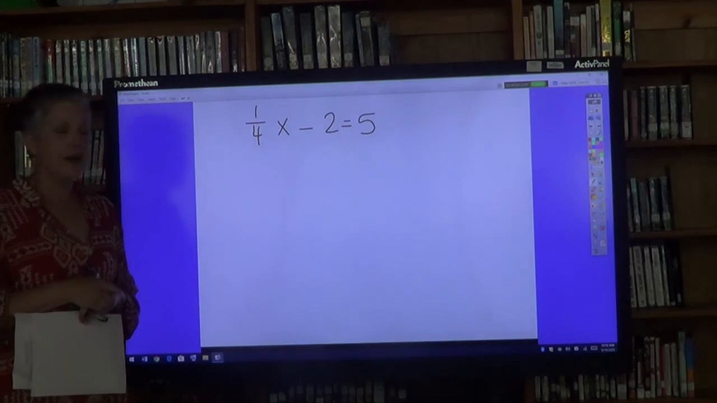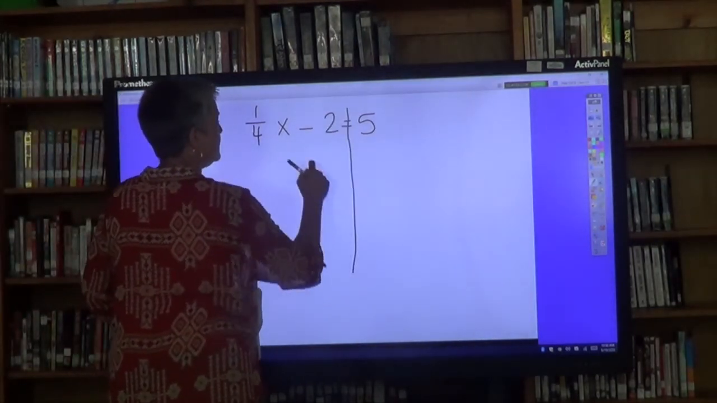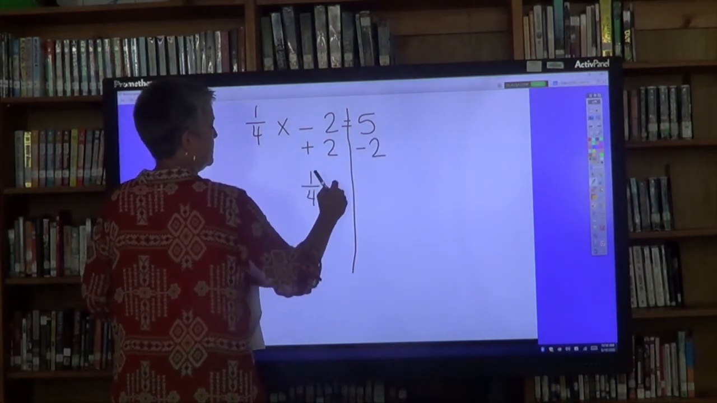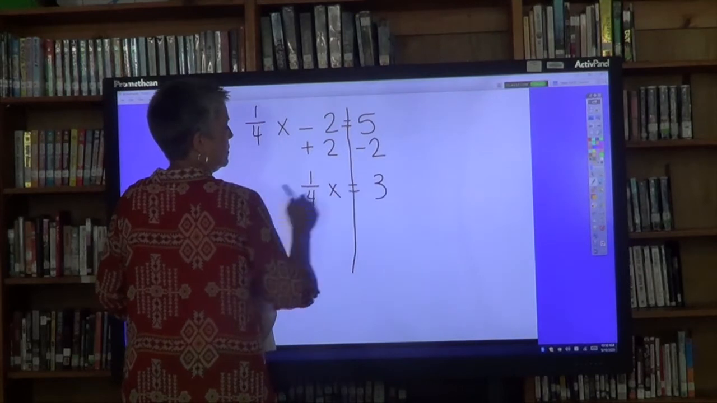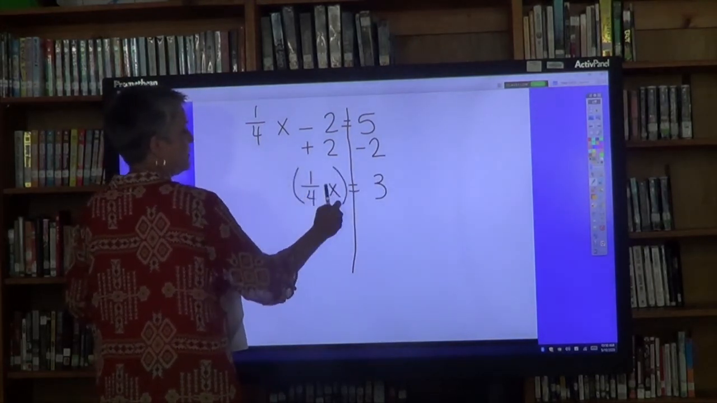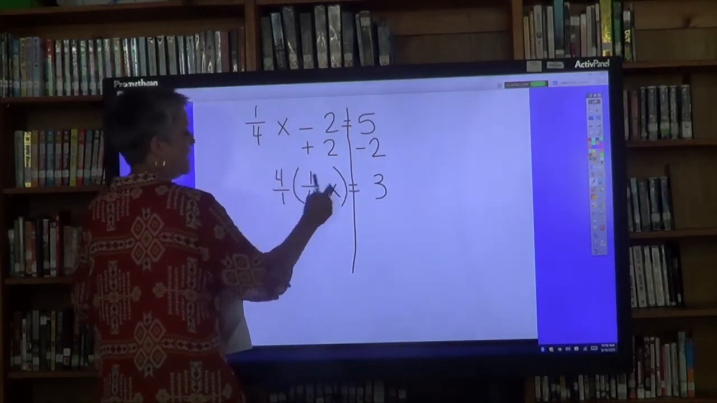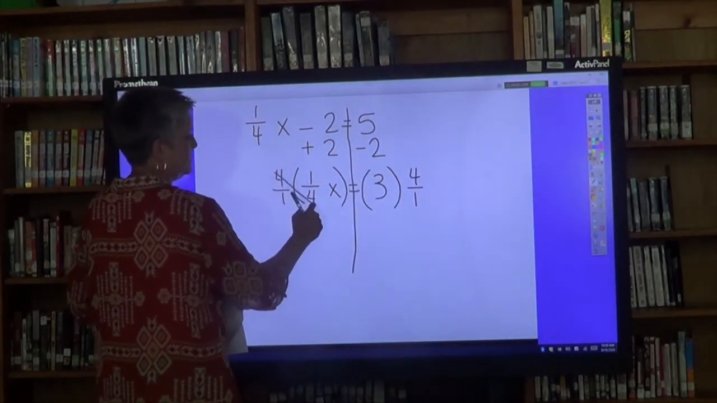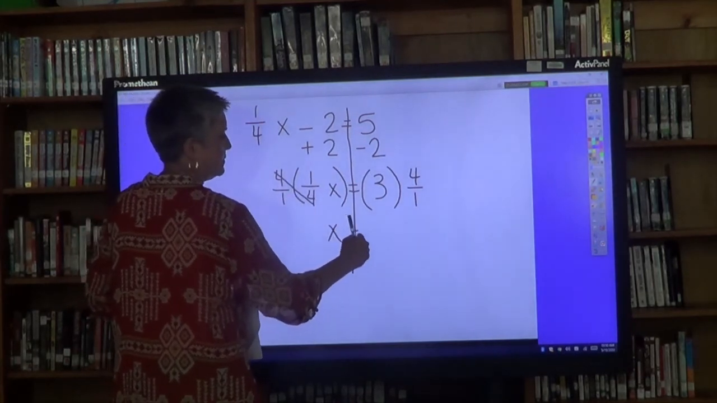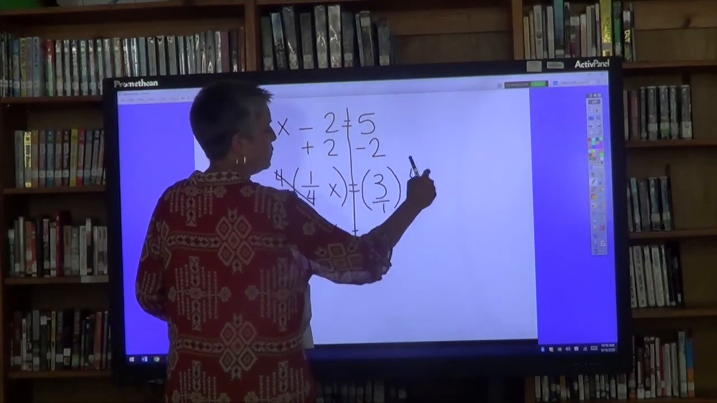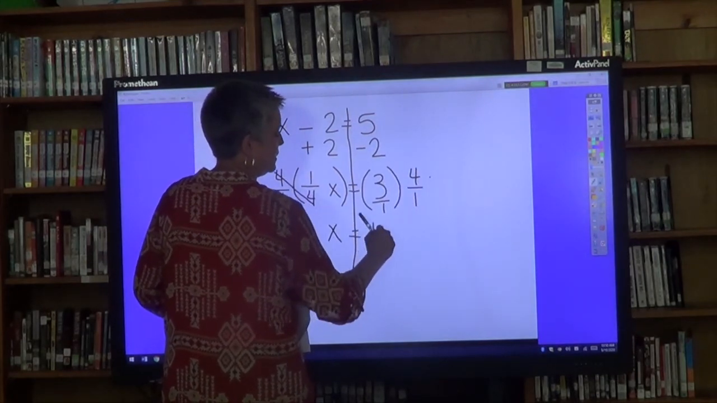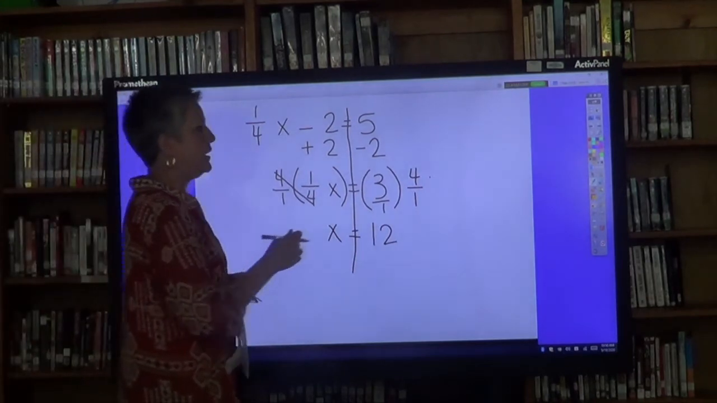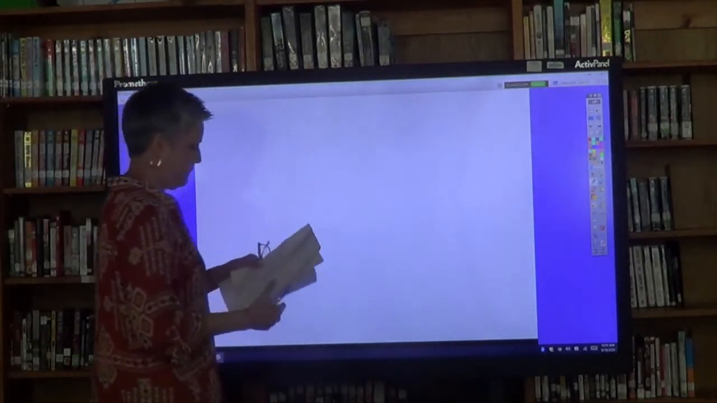All right, hopefully you got it. Keep it balanced. Get rid of your constant. All right, multiply both sides by the reciprocal of our fraction. Divides out, that's 1x, and 3 over 1 times 4 over 1 is 12 over 1, or 12. All right, hopefully that's what you got. Let's try one more.